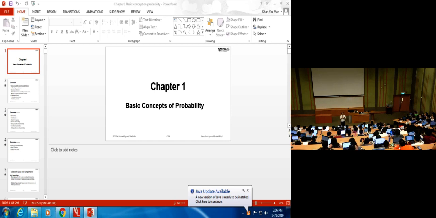It depends on what your expectation is. To some of you, the module may be a little bit mathematical. But in fact, the mathematics is very minimal.